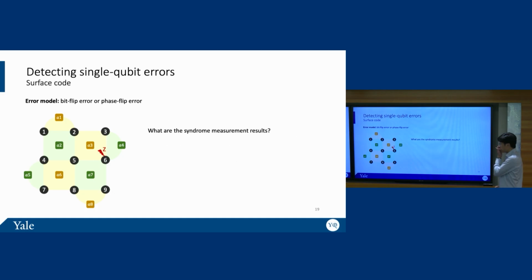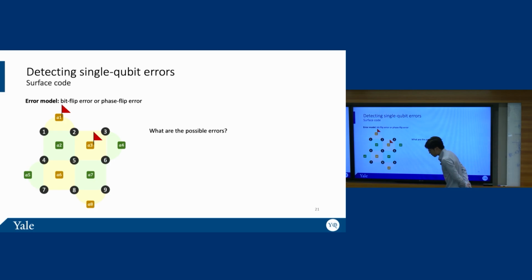Okay, here's another example of a Z error on qubit number 6. Again, we're going to look for stabilizers that will raise a flag, namely those that anti-commute with this Z error, and that is the X check performed on qubit number 6, and therefore we have a flag there.